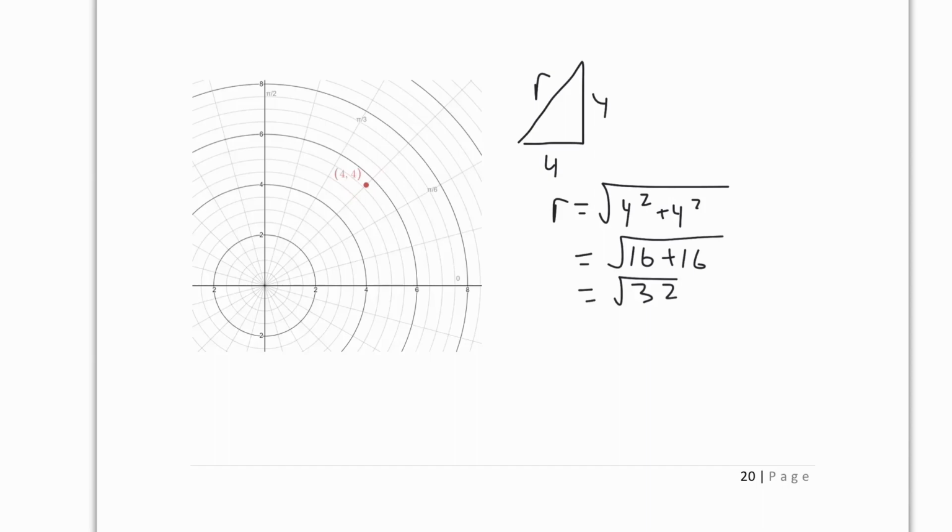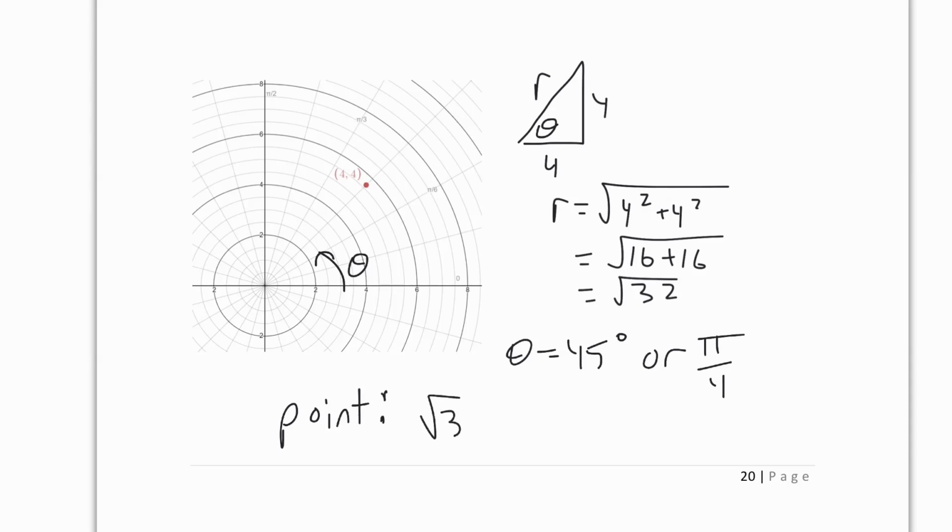And so if you were to imagine this as a theta, our theta in here, we could say, is equal to 45 degrees, or pi by 4. And so our point is at root 32, comma, pi by 4. Which is a very weird way of writing it, because normally you expect this to be x, and you expect this to be y. But now we have r and we have theta.